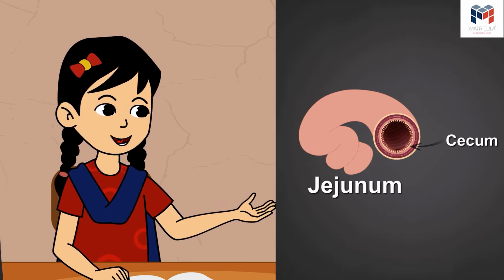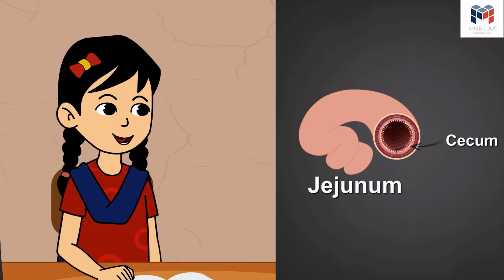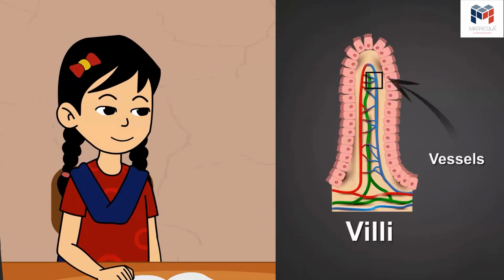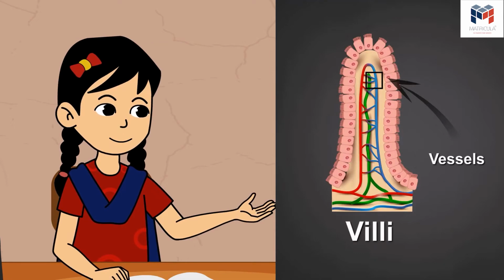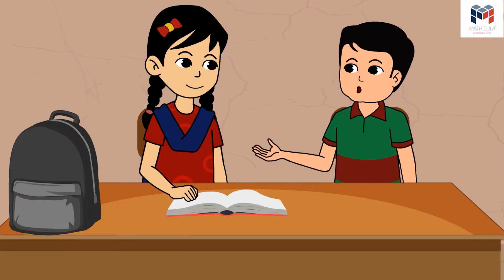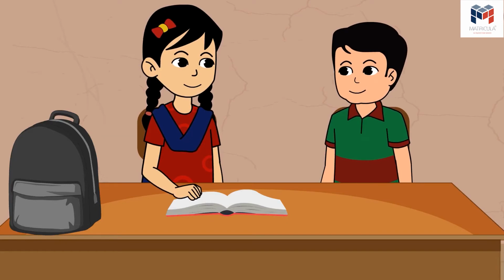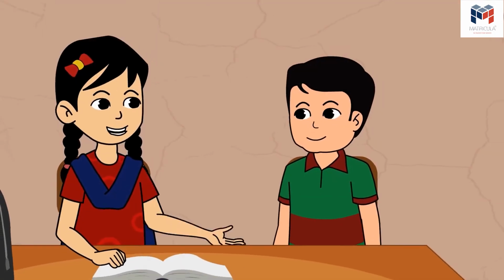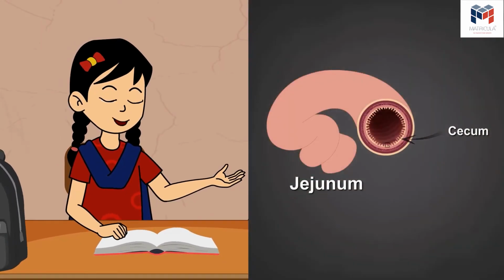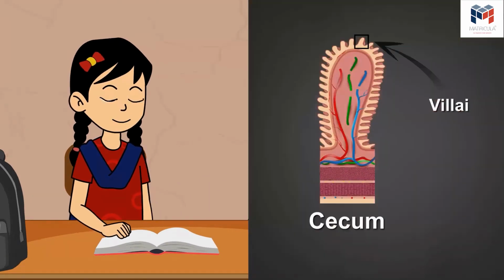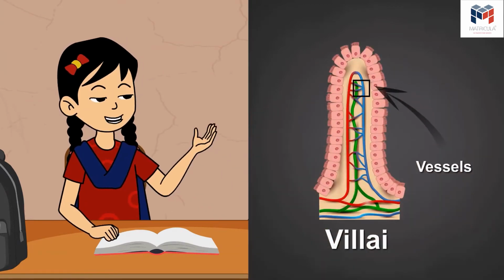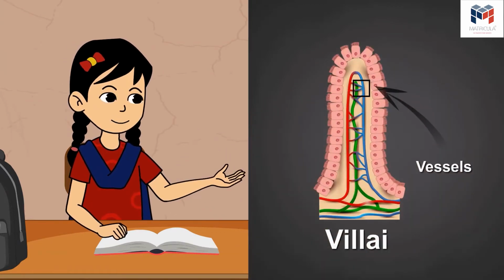There are thousands of finger-like projections in the inner walls of the small intestine. Look at this picture in my science book. These are called villi. Why are these villi-like fingers? It is written in my book that these finger-like projections increase the surface area of the food to be digested. The absorbed substances are transported via the blood vessels to the different organs of the body.